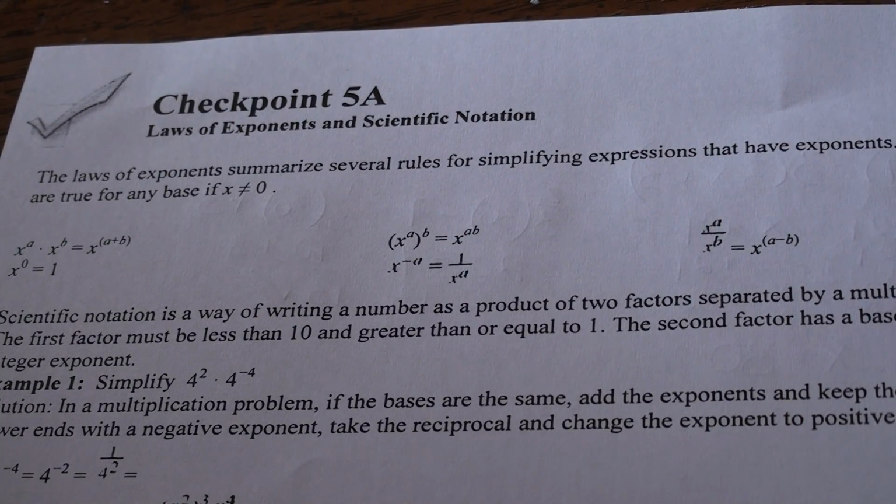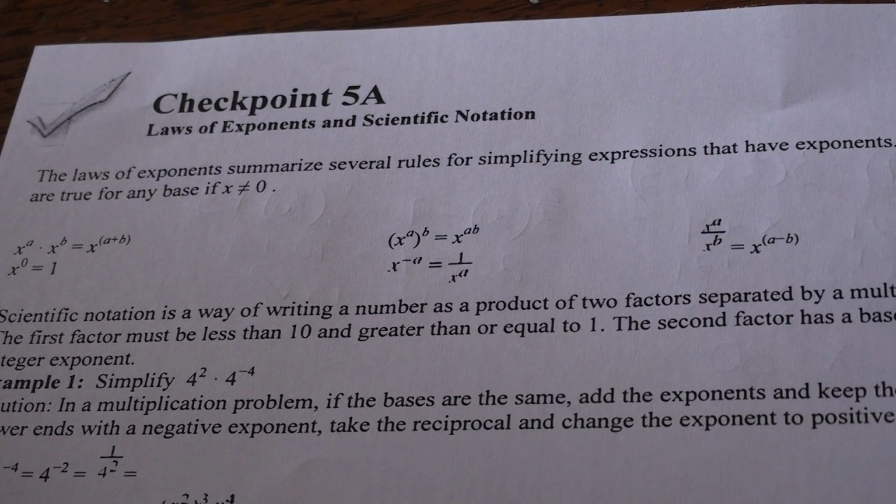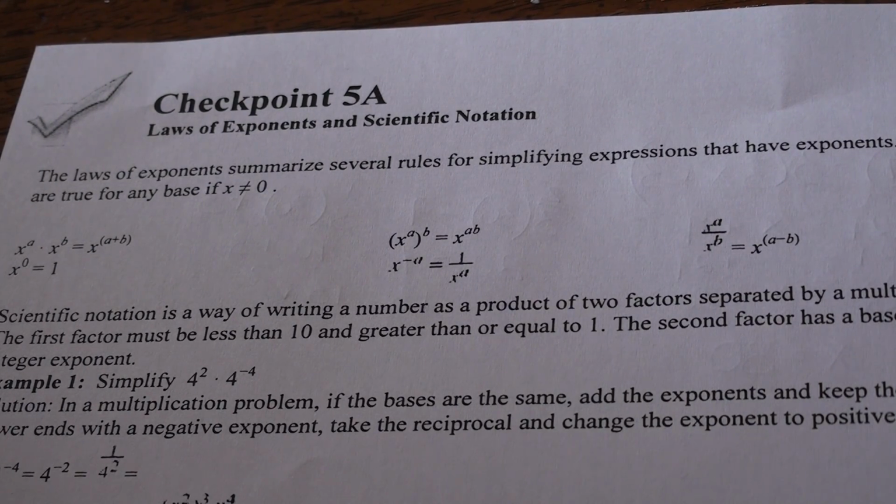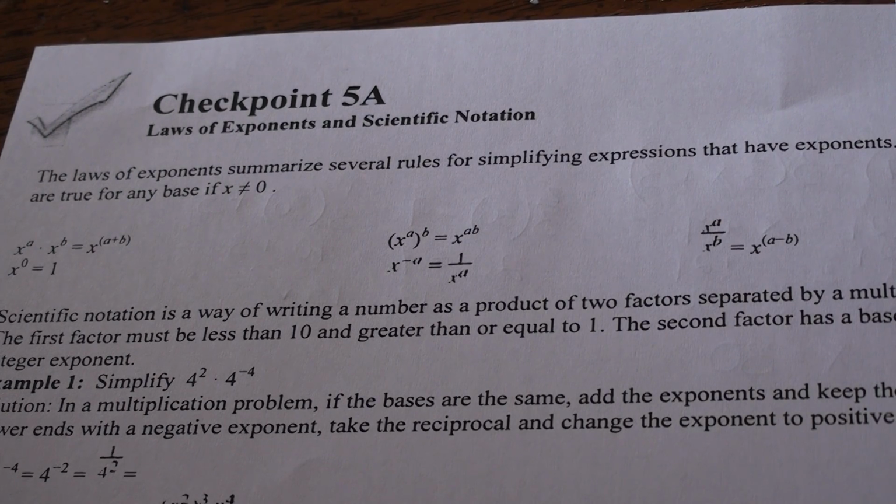5a, Laws of Exponents and Scientific Notation. The laws of exponents summarize several rules for simplifying expressions that have exponents. The rules are true for any base x if x does not equal 0. Remember, the base is the number that the exponent is being associated with.